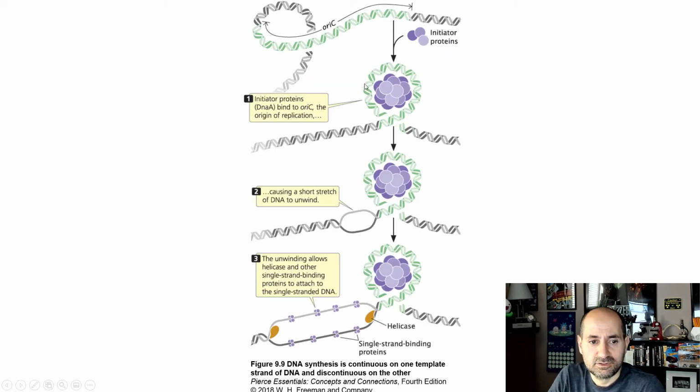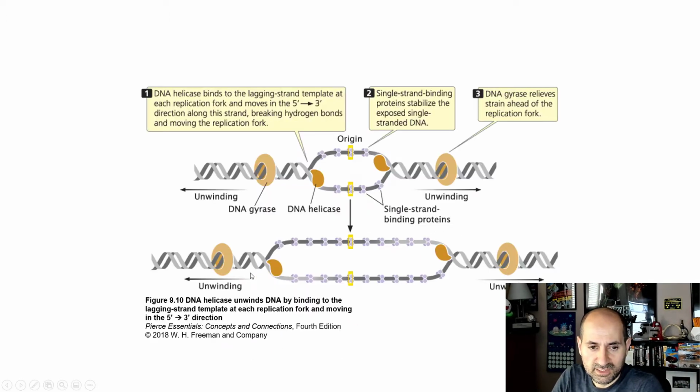So you can see here a graphic of this. You've got the oriC, origin of replication. You recruit the DnaA initiation proteins, which then recruit helicase, which unwinds the DNA. And then you have helicase moving in both directions. This is known as the replication bubble, and you've got helicase moving in both directions away from one another to copy that replicon.